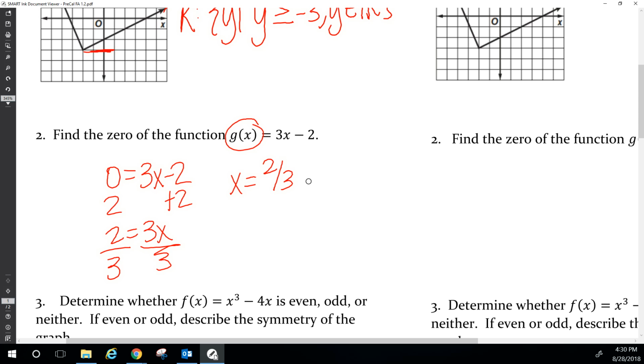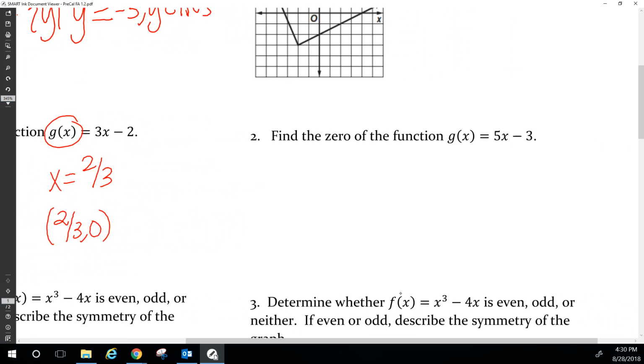This here is the equation for a vertical line where x equals 2/3. I don't want that. Your zeros and your y-intercept should be a point, not a line. So you want to give me the point, x is 2/3, y is 0.